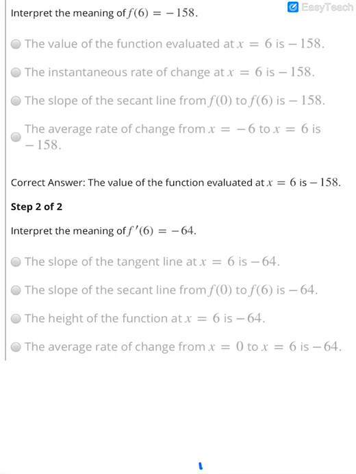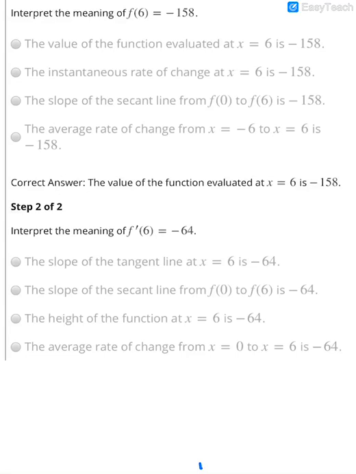In this video, we are going to talk about an instantaneous rate of change. Basically, an instantaneous rate of change refers to the slope of what we call a tangent line for a particular value of x.